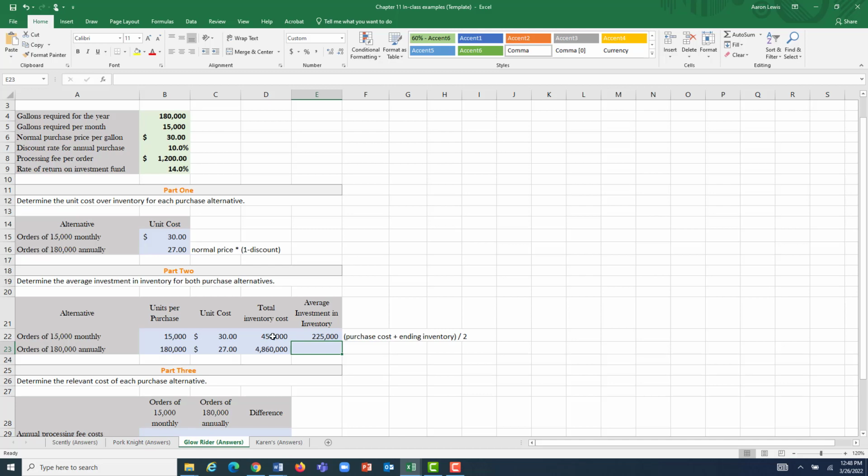At that point, we have nothing tied up in inventory that we're not using, because we're out. We have 0 ending inventory before we make our next purchase. If we order annually, same thing. We're going to take the cost of the purchase, add to it our ending inventory, which in the problem is given as 0, and divide by 2. And that comes out to $2,430,000.